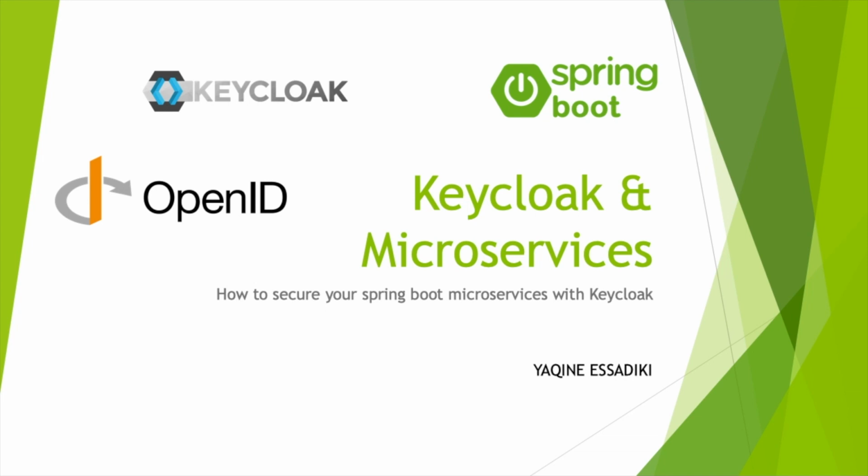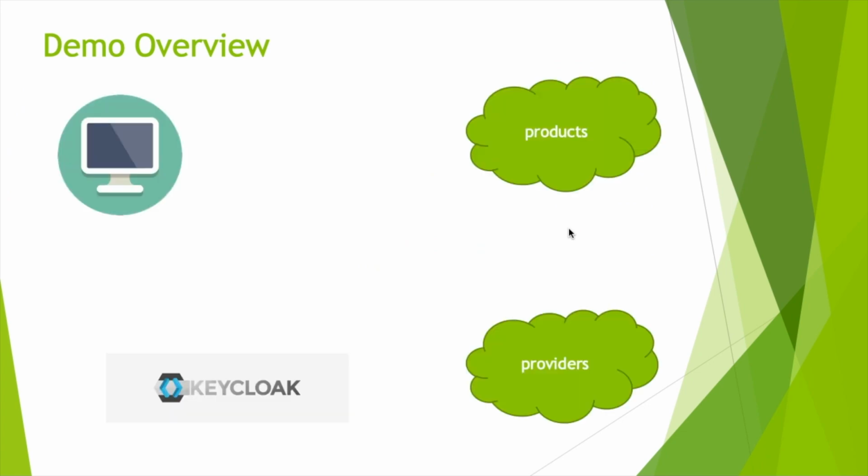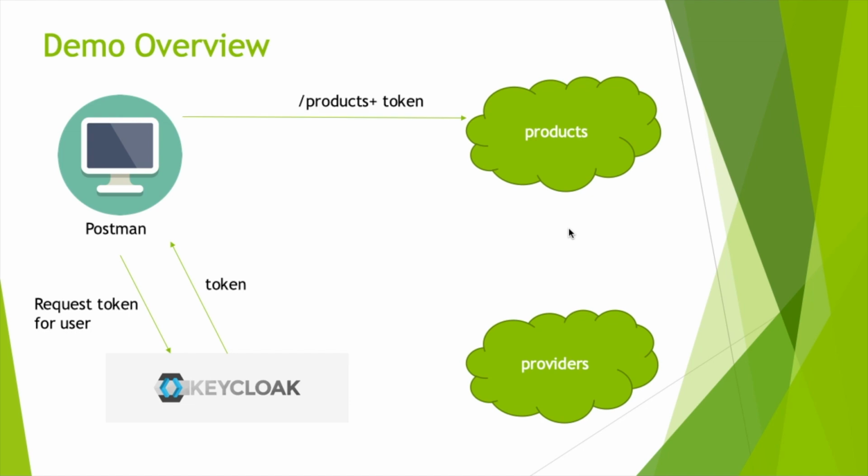So let's start. In this tutorial, we have a client and two microservices, products and providers. We will use Postman as the client. So the first thing we do, we call Keycloak to request a token for the user using the OpenID Connect protocol. We get the token from Keycloak, then we call the product microservice to get the products list.